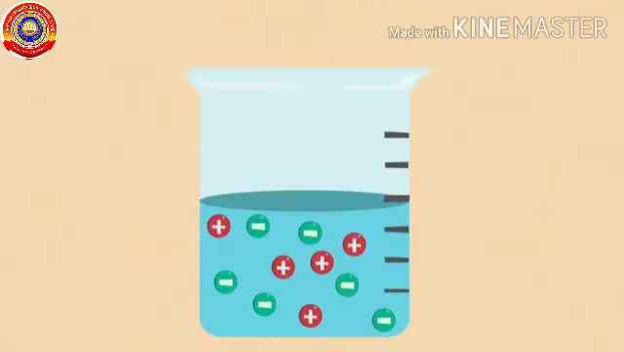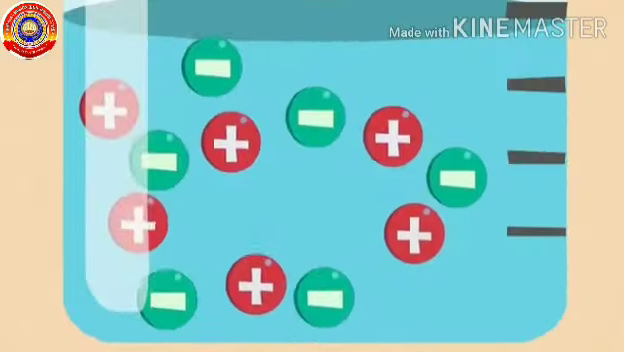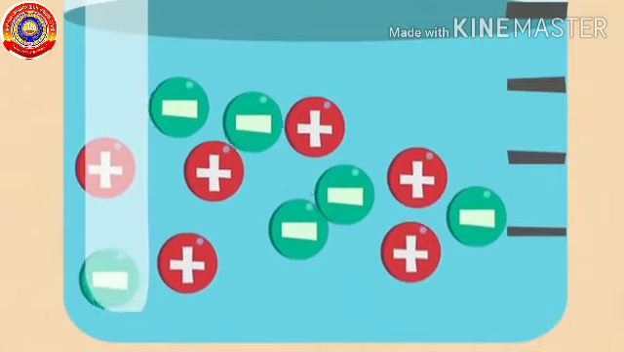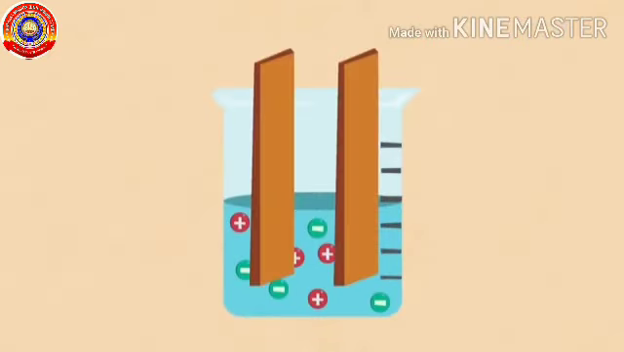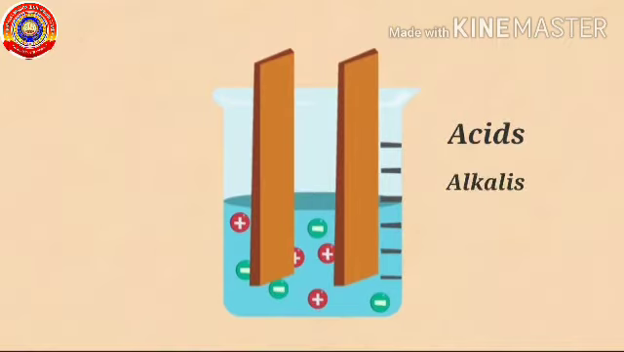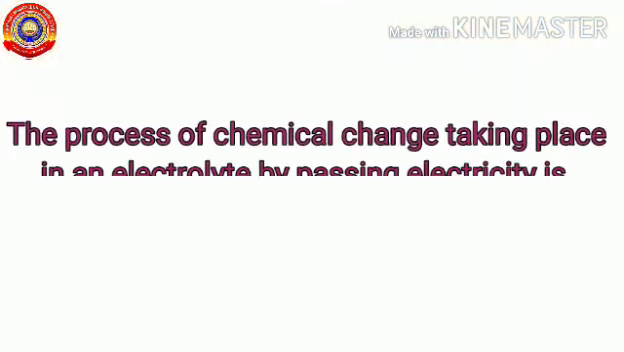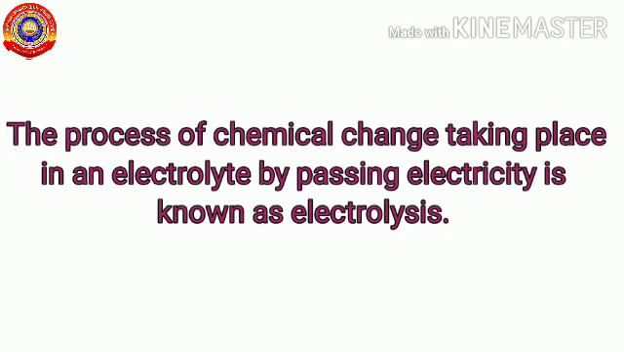The substance which conducts electricity in molten state or in aqueous solutions and undergoes chemical change is called an electrolyte. Acids, alkalis, and salts are electrolytes in their molten state or in aqueous solutions. The process of chemical change taking place in an electrolyte by passing electricity is known as electrolysis.